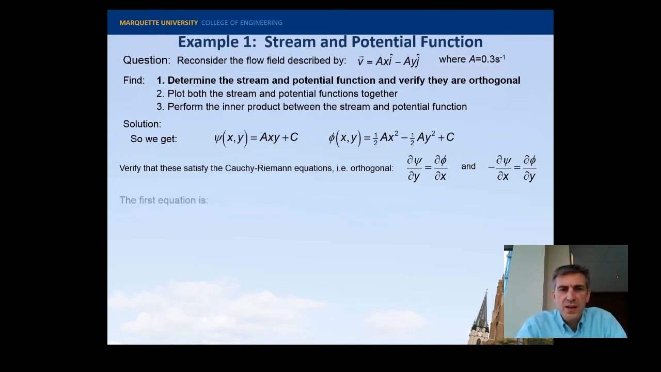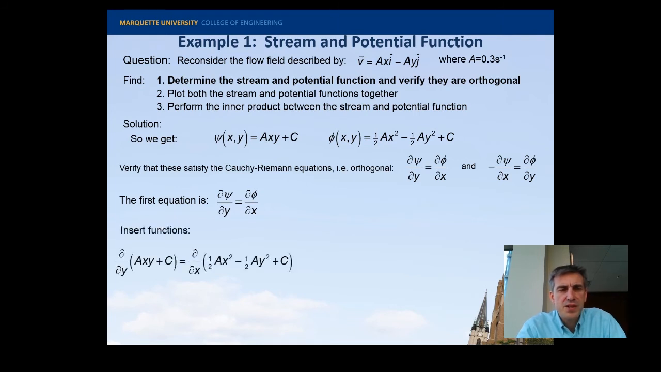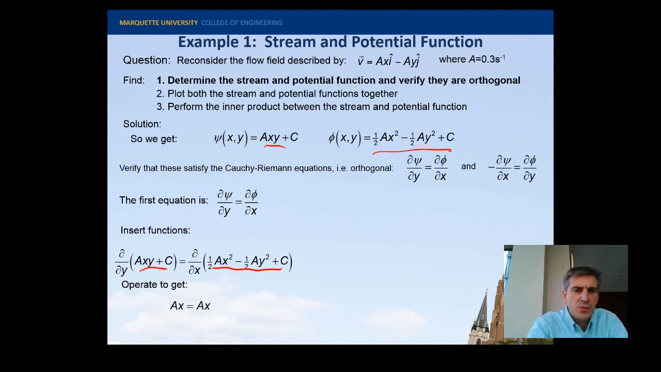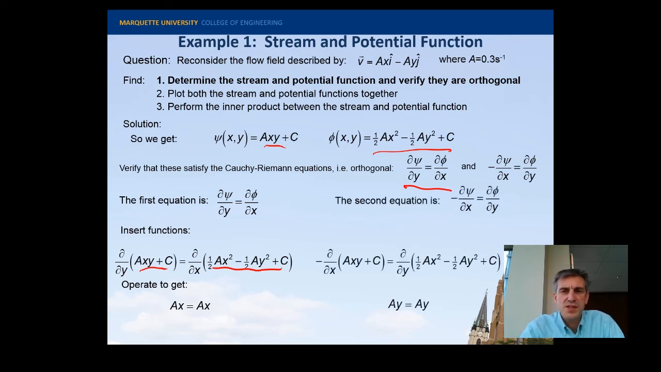So the first one of them is this partial psi partial y equals partial phi partial x. And I insert the definition of these two functions into my equations, and I perform the operations to get ax equals to ax. So they are definitely equal to each other, and they satisfy the first of these Cauchy-Riemann equations. The second equation follows in the same way.